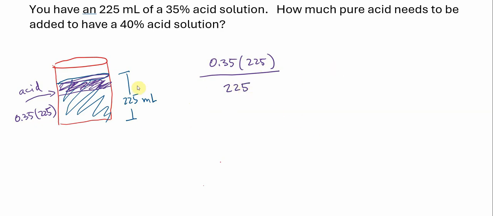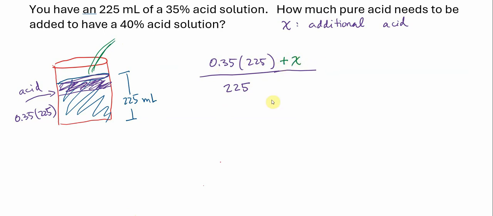And let's just say here that X is the answer we're looking for, the additional amount of acid. Notice here when we divide this, of course, we're going to get 0.35 because the 225s are going to cancel. That's a 35% acid solution. So now we want to add more acid into this cup.